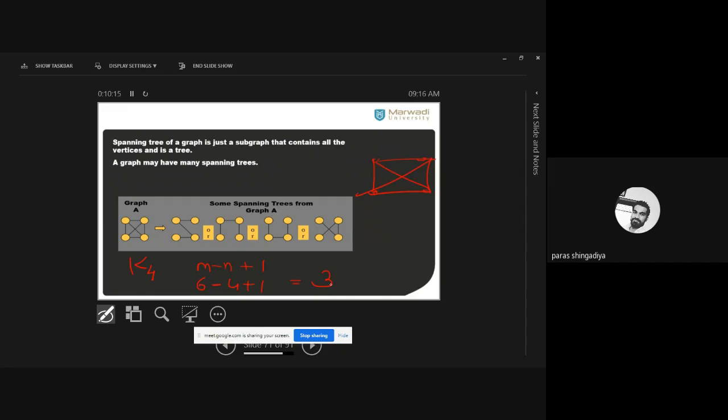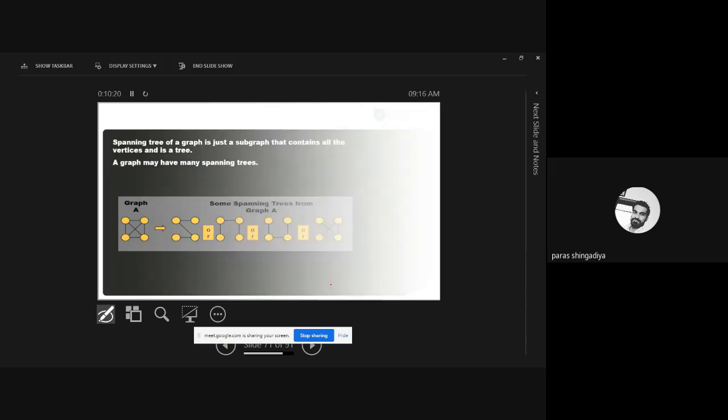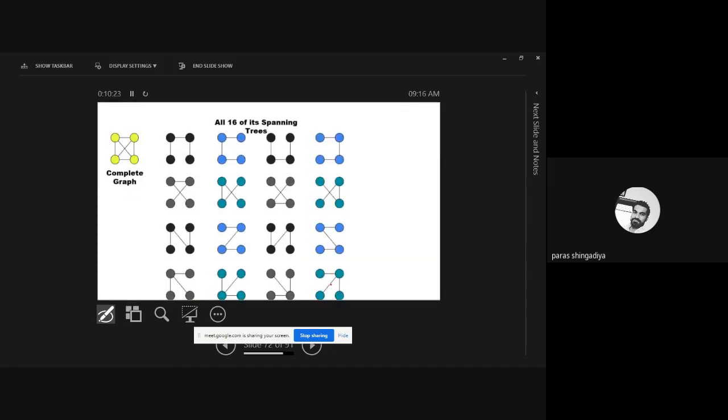Clear? And these are all the possible solutions. In total, you can create 16 spanning trees for this complete graph K4. These are all the possible spanning trees of the K4.